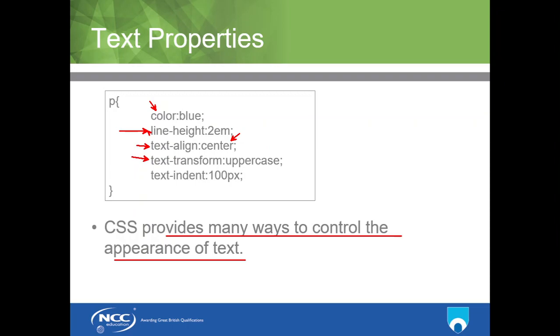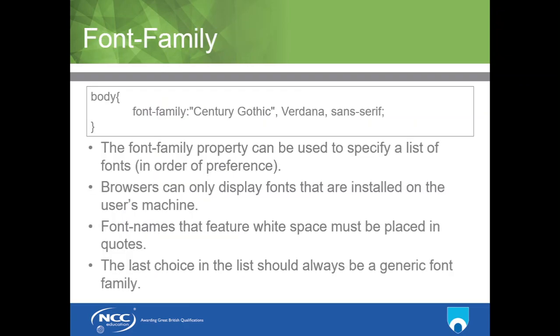Then text transform. If you want the text to be uppercase or lowercase or toggled case, so that is some of the values that can go there. Then text indent. So for this paragraph, you want the first line of this paragraph to be indented. You push it in so that it begins 100 pixels in. So that is what text indent is used to do.